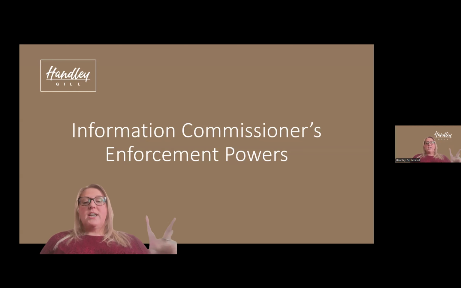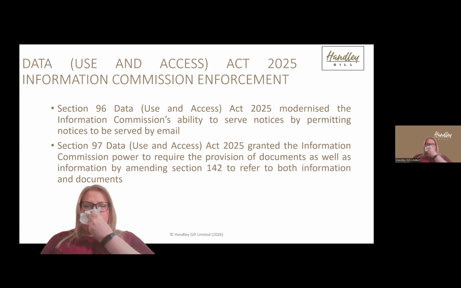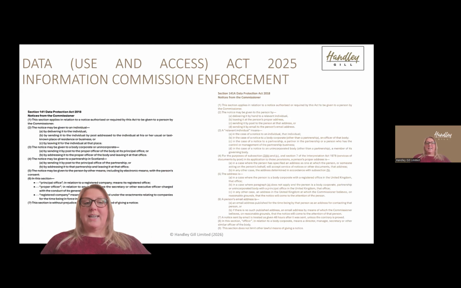And from the August changes, the other section related to the Commissioner's enforcement powers, in particular section 96, which related to notices from the Commissioner, and section 97 relating to the power of the Commissioner to require documents. Section 96 effectively modernised the Information Commissioner's ability to serve notices by permitting notices to be served by email. Section 97 granted the Information Commissioner power to require the provision of documents as well as information by amending section 142 of the Data Protection Act 2018.